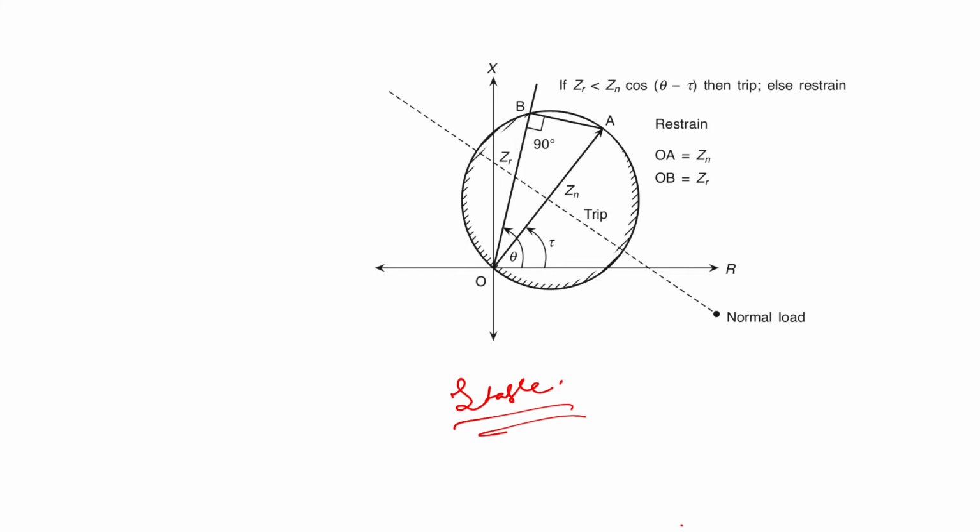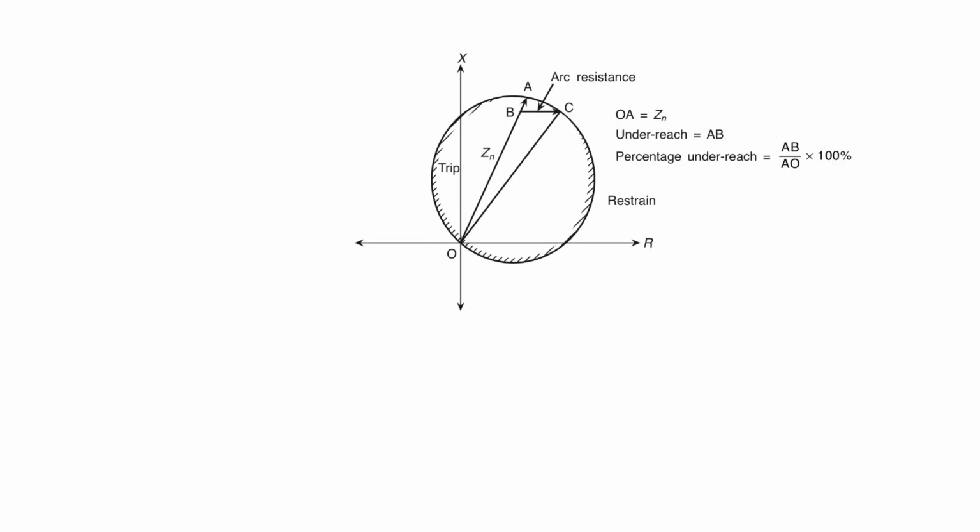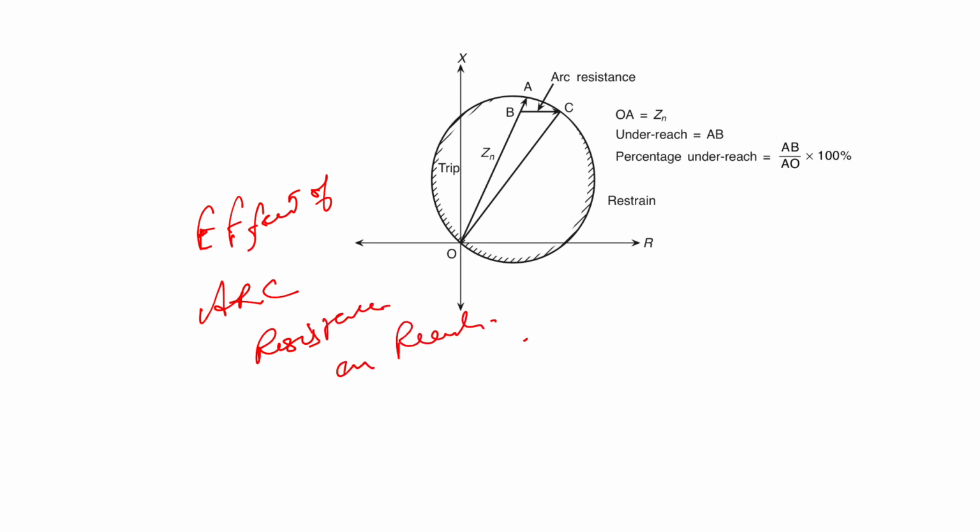And now, as we have done the analysis for the arc also, we have to consider the effect of the arc. So now we will discuss the effect of arc resistance on the reach of the Mho relay. We are considering this Mho relay.